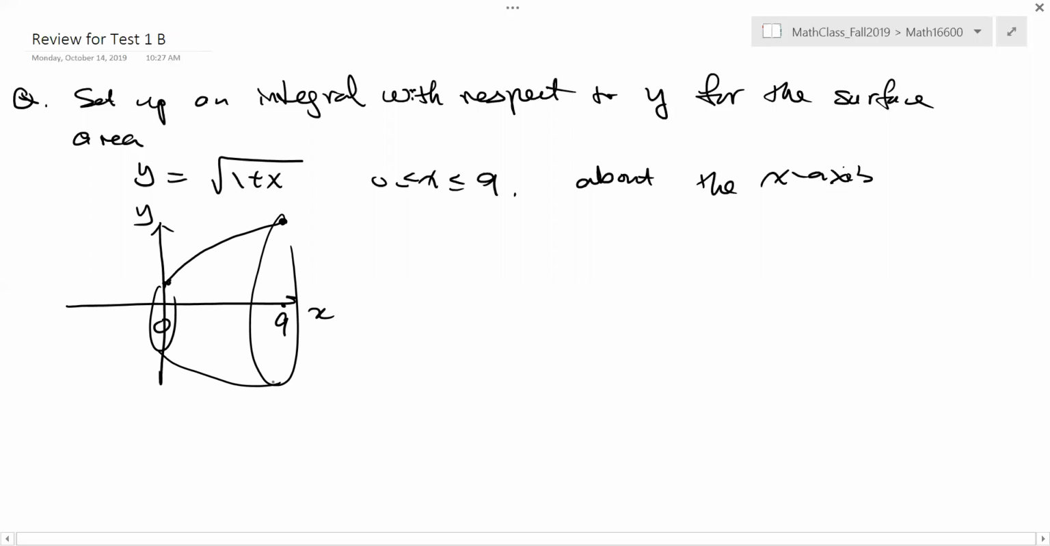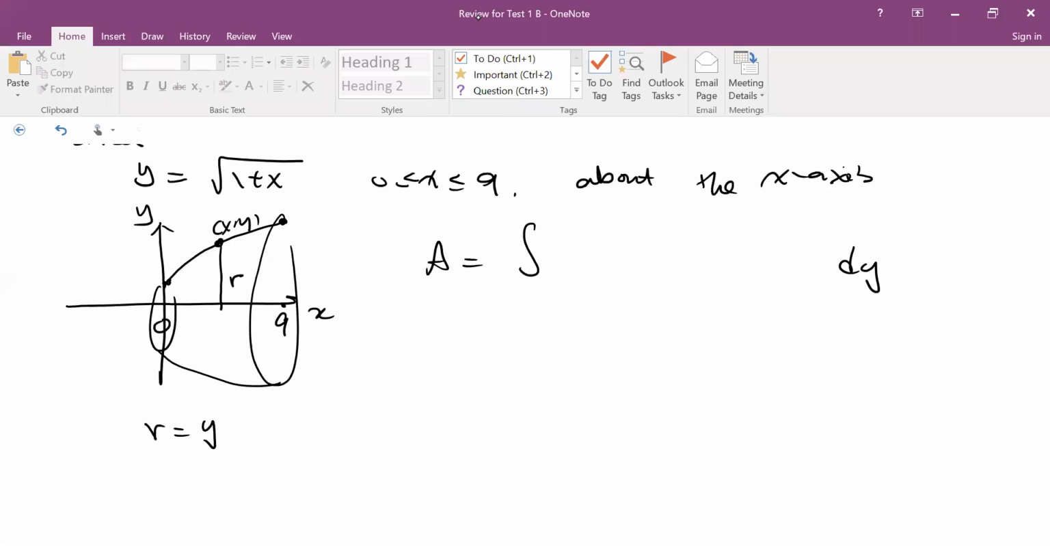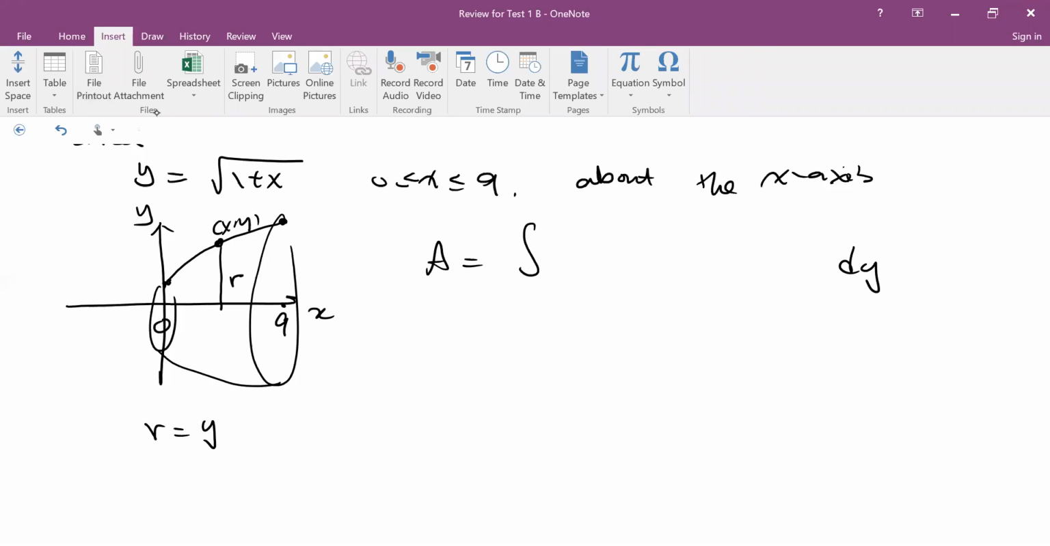Next, you have to pick an arbitrary point on the original curve, and then draw the radius. Tell me, what is R, right? R is going to be the y value. Now, I'm asking to express the integral with respect to the y variable, not the x variable. So the surface area should be an integral with respect to y, right? Otherwise you cannot get full credit.